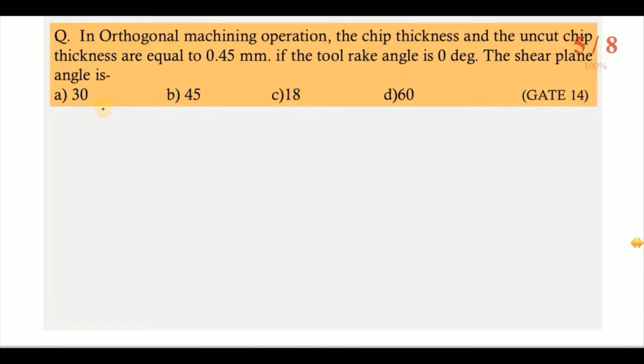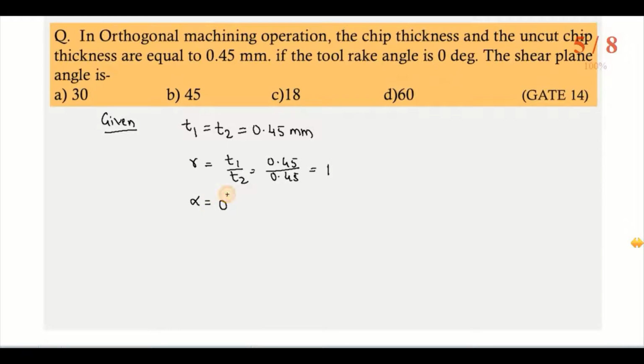So in this numerical, what is given? The chip thickness and uncut chip thickness are both equal, T1 and T2 both equal to 0.45 mm. So we can find R = T1 by T2, whose values are 0.45, both the same. So we are getting R as 1. Then they have given alpha, that is 0 degree.